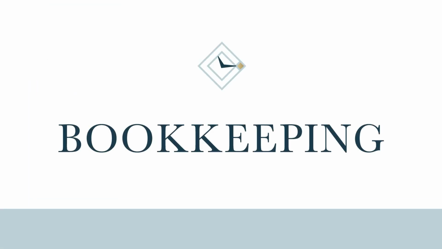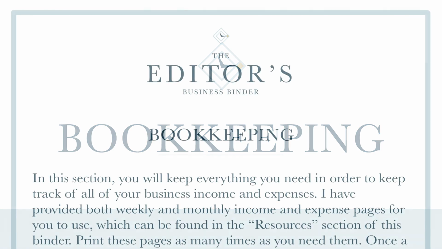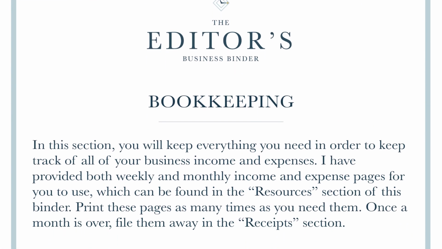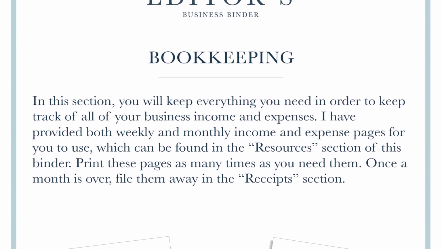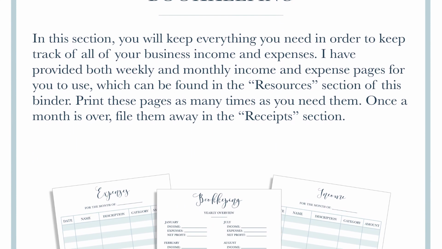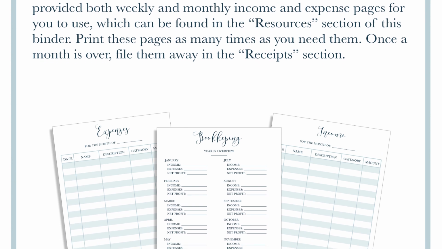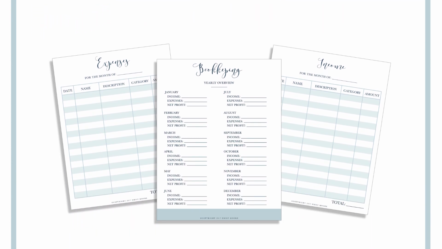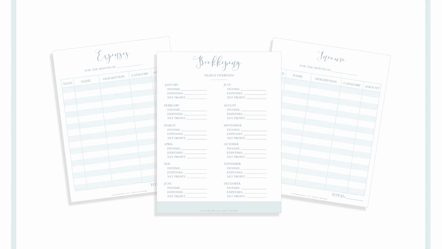In section 2, you'll find everything you need in order to keep track of all your business income and expenses. Even if you're just starting as a photo editor and you're doing it part-time, you still need to be keeping track of everything you're doing in your business. Because it's in a binder, you can use page protectors to organize receipts and keep track of all your spending.